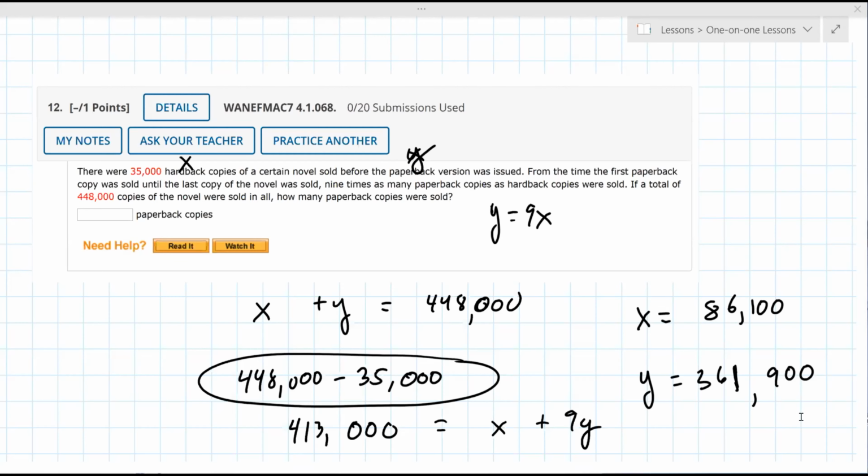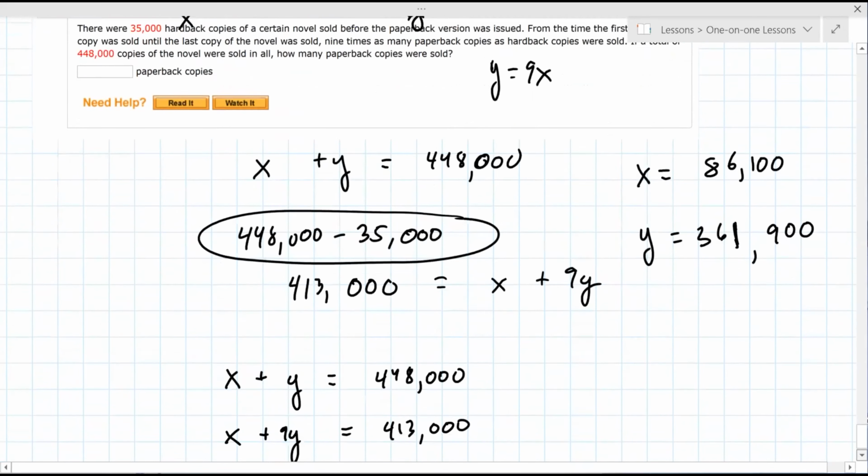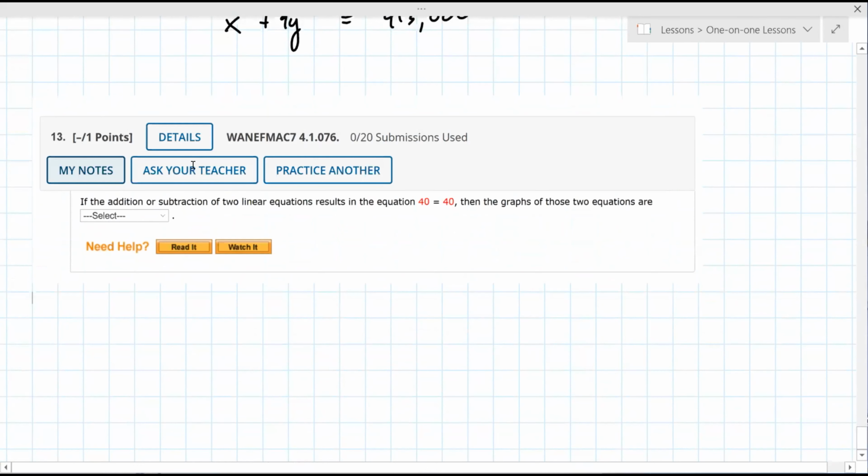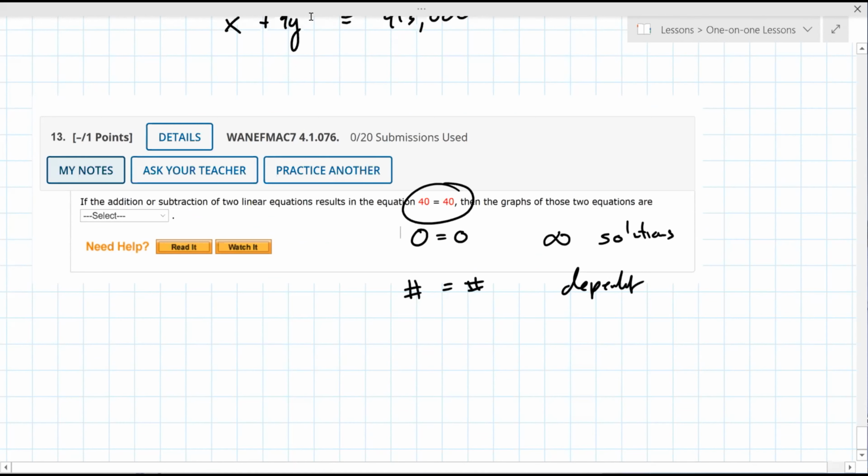Written very oddly. Okay, if the addition or subtraction of two linear equations results in the equation 40 equals 40, so this is equivalent to 0 equals 0, that means that there are infinite solutions, that they're dependent, in other words. So it's not just that it's 0 equals 0, it's that the same number equals the same number. That's what this says here.